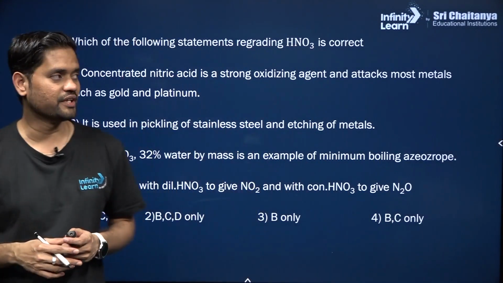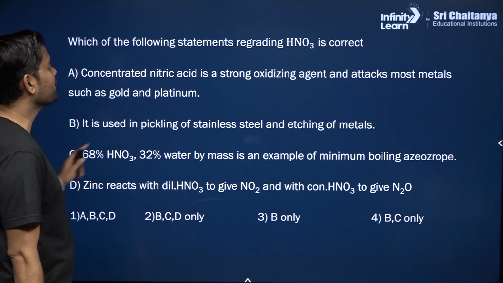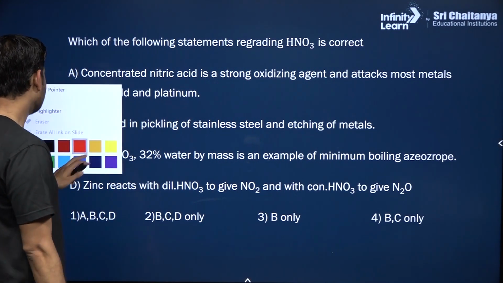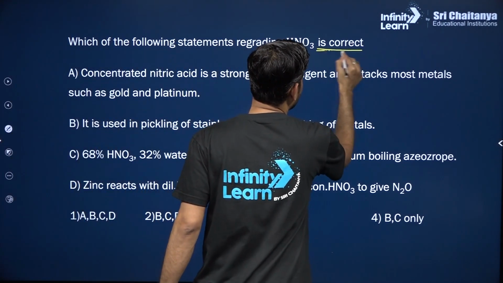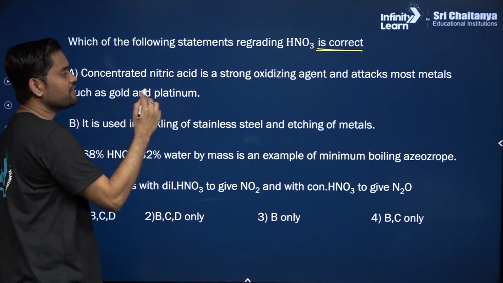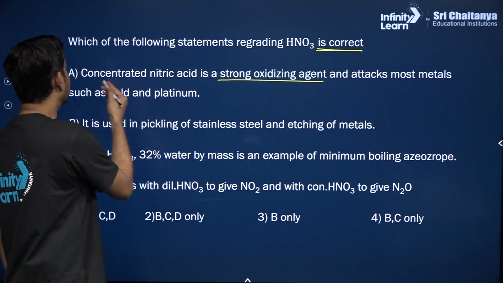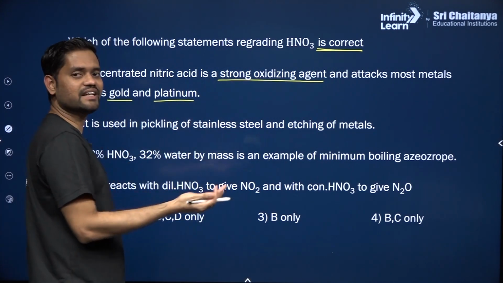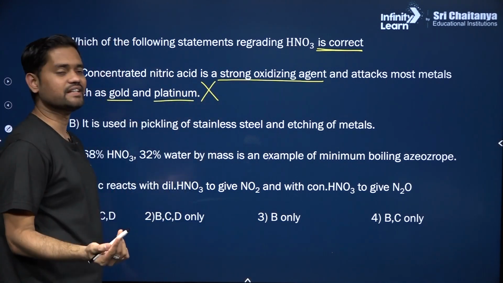Here comes the first question, guys. If we see this question, it talks about which of the following statements regarding HNO3 is correct. Please make a note of it. They are speaking about the correct statement. Let's read. Concentrated nitric acid is a strong oxidizing agent. Yes, it is, and attacks most metals such as gold and platinum. The first segment of the statement is right, but the second segment is wrong. So we'll mark this as incorrect. It is not correct, hence not the right answer.